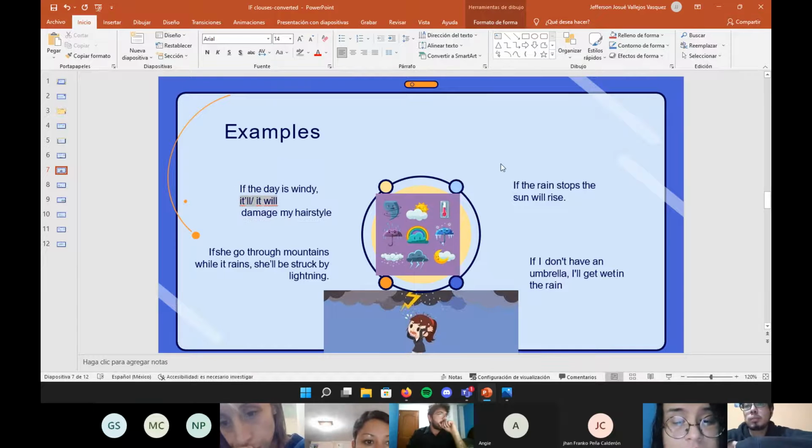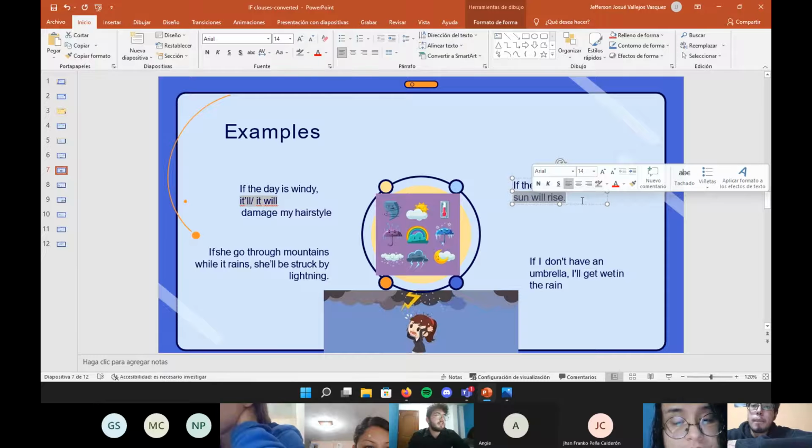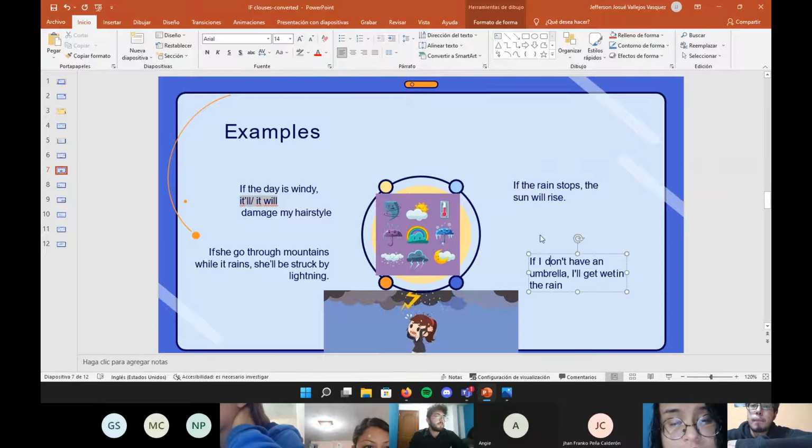Okay. Another example. If the rain stops, okay, in this case, we put a comma here. Don't forget the comma to separate the two parts. If the rain stops, the sun will rise.